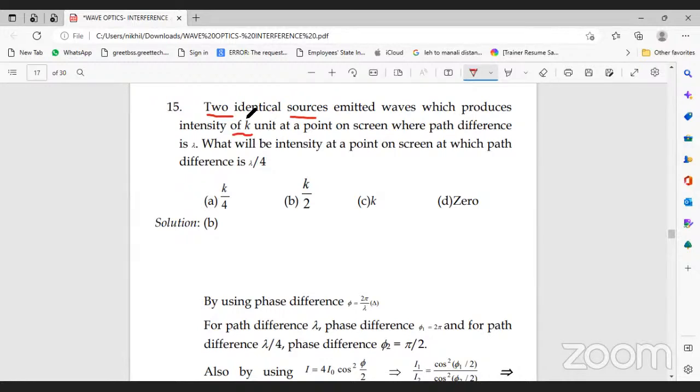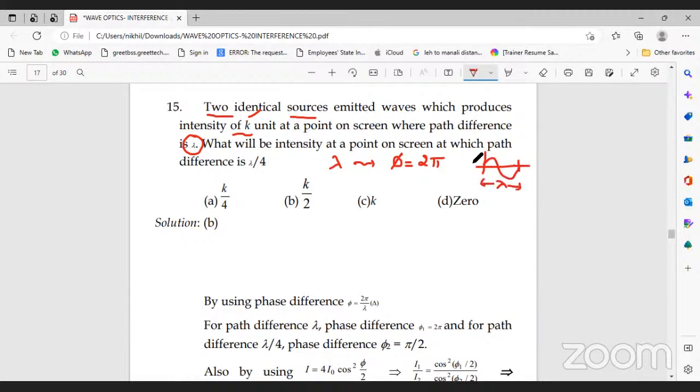What intensity does it produce? K. What is the corresponding path difference? Lambda. For path difference lambda, what is the corresponding phase? 2 pi, because this is one wave.